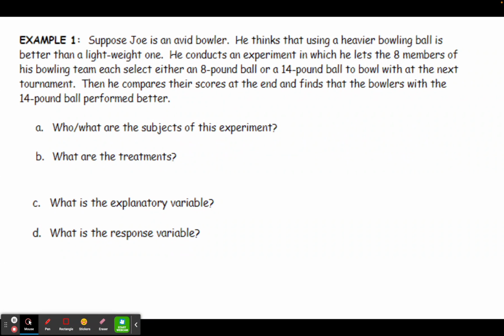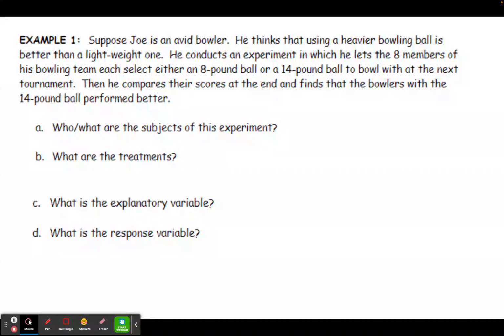For example, number one, we're going to suppose that we have someone named Joe who is an avid bowler. Joe believes that using a heavier bowling ball is better than a lightweight one. And so he conducts an experiment in which he lets the 8 members of his bowling team select either an 8-pound ball or a 14-pound ball to bowl with at their next tournament. Then he compares their scores at the end, and he discovers that the bowlers with the 14-pound ball performed better.